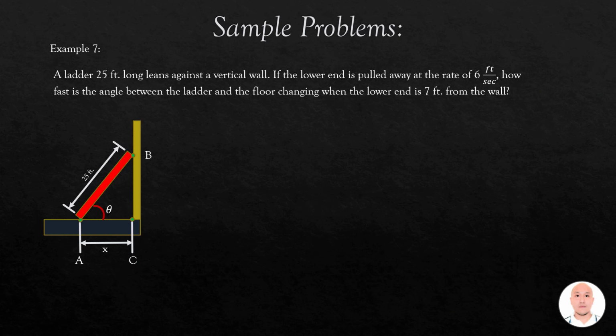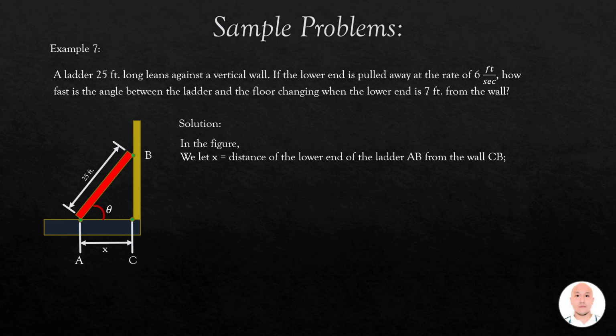Sample problem number 3. A ladder 25 feet long leans against a vertical wall. If the lower end is pulled away at the rate of 6 feet per second, how fast is the angle between the ladder and the floor changing when the lower end is 7 feet from the wall?